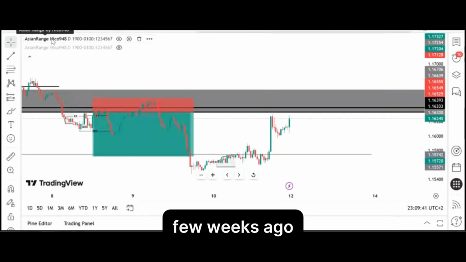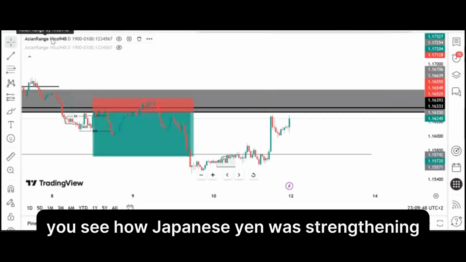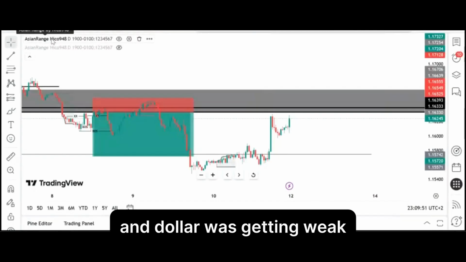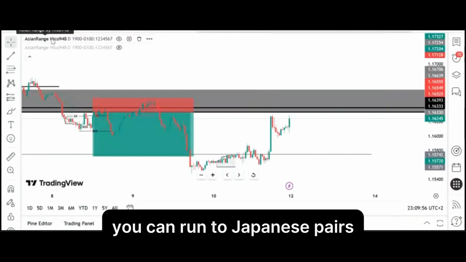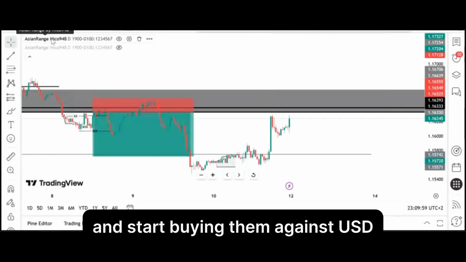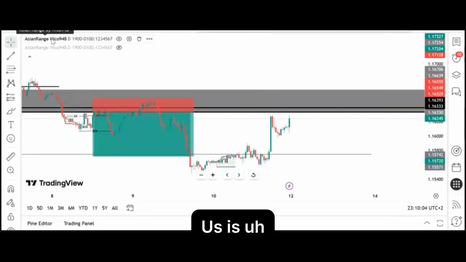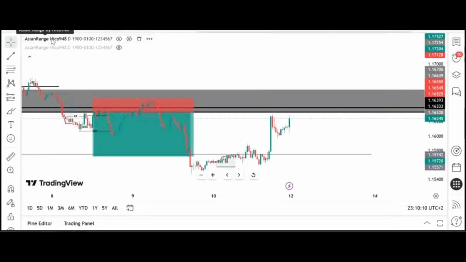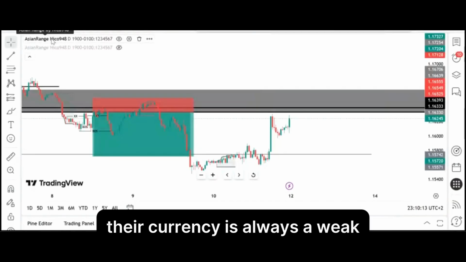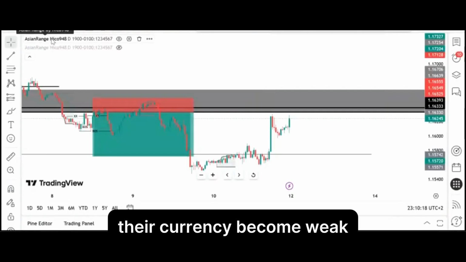For instance, last weekend, when the US government was on a shutdown, you saw how the Japanese yen was strengthening and the dollar was getting weak. With only that piece of information, you can run to Japanese pairs and start buying them against USD, because whenever the US is having challenges like that in the country, their currency is always weak. It happens everywhere in the whole world. Whenever there's something in any country, their currency becomes weak.